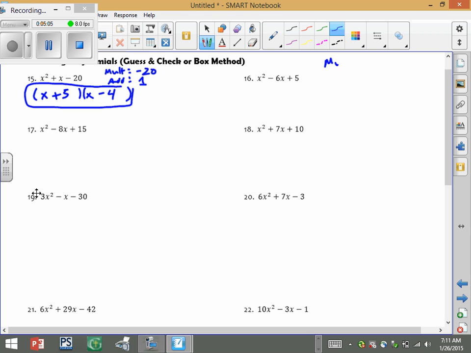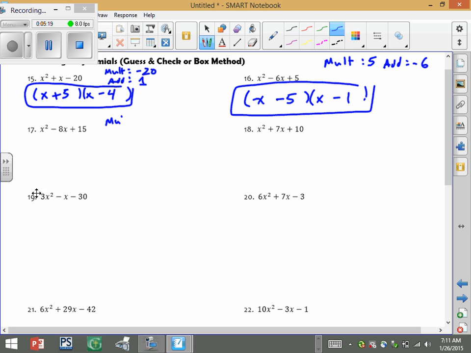Here they need to multiply to 5, and add up to be negative 6. So if that's the case, that would be minus 5 and minus 1. Here, multiply to be 15, we need to add to be negative 8, so we need a negative and a negative.